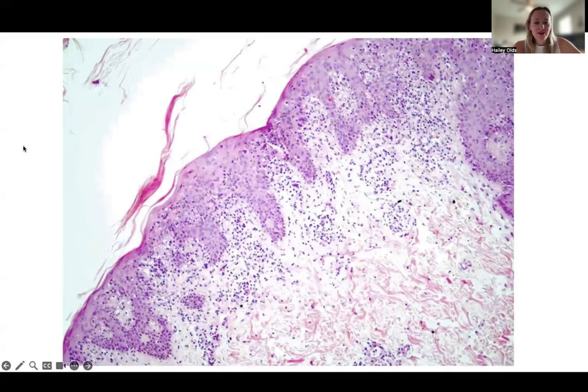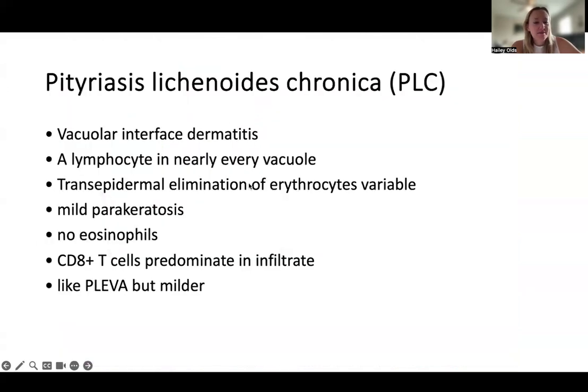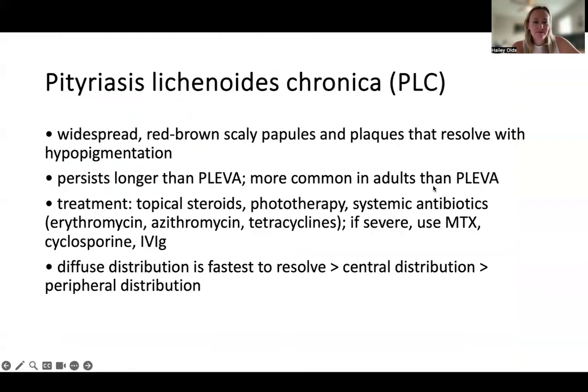Okay, and this is kind of the cousin of that, where again you have vacuolar interface dermatitis with lymphocytes, not as many red blood cells, not as much inflammation overall. So this is PLC. Again, you get vacuolar interface, mild parakeratosis, but no eosinophils. So it's like PLEVA, but a little milder. Clinically, it's red-brown scaly papules and plaques that resolve with hypopigmentation, and it tends to last longer than PLEVA, and it's more likely in adults.